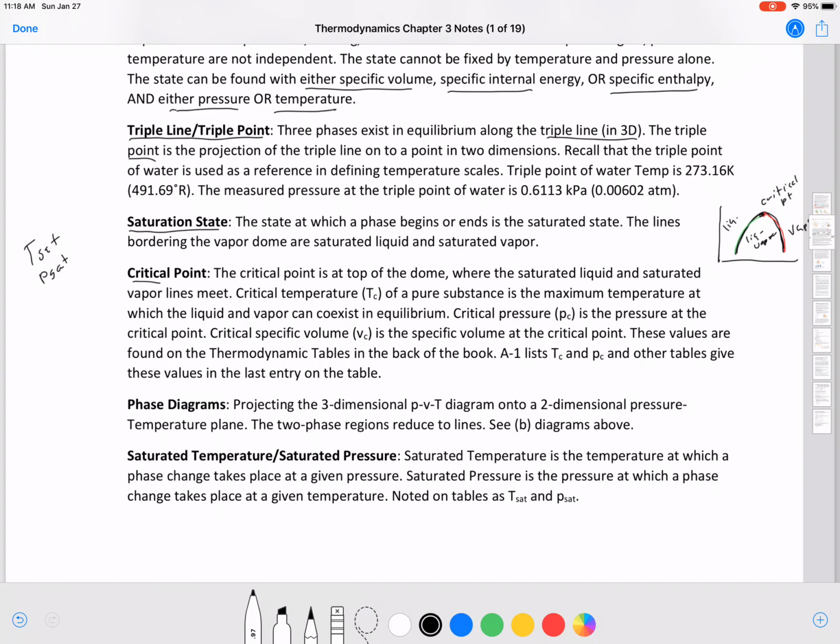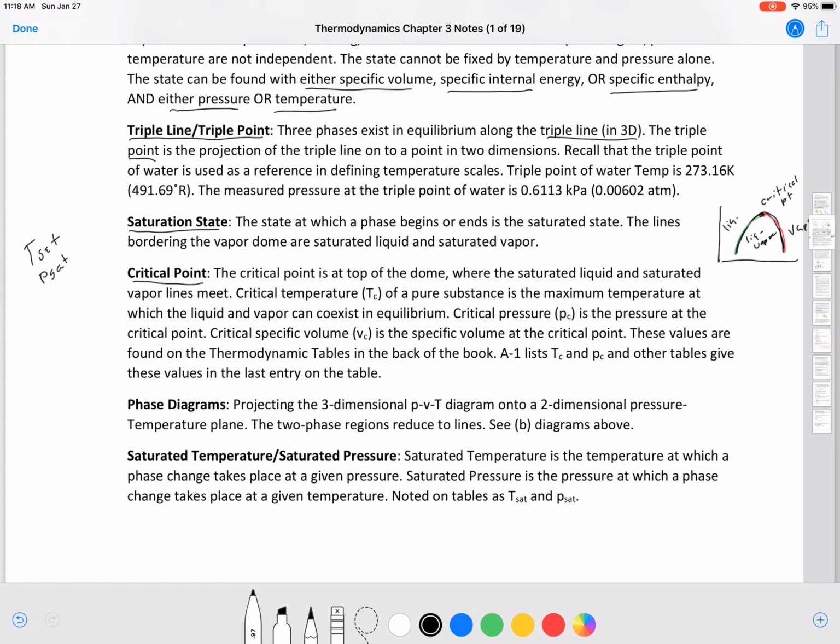The critical point is the top of the dome, and this is where the saturated liquid and saturated vapor lines meet. The critical temperature of a pure substance is the maximum temperature at which liquid and vapor can coexist in equilibrium. The critical pressure is the pressure at the critical point, and the critical specific volume is the specific volume at the critical point. These values are found in the tables. They're listed in table A1, and the other tables actually give them too; it's sort of the last entry in the table that gives you that critical point.